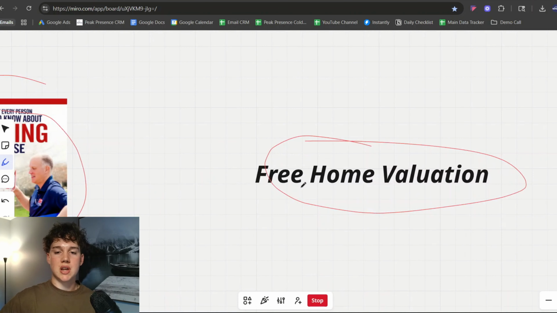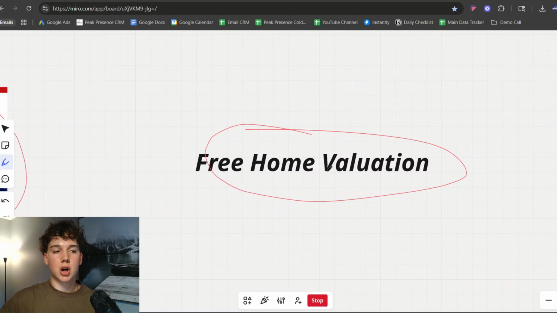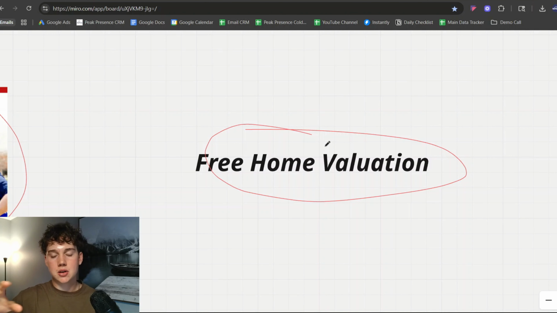What you can even do, for example: free home valuation, free market report for downsizers in St. Paul. Even if you add those two little topics at the end, that's going to make it a lot more valuable while it's the same exact thing.